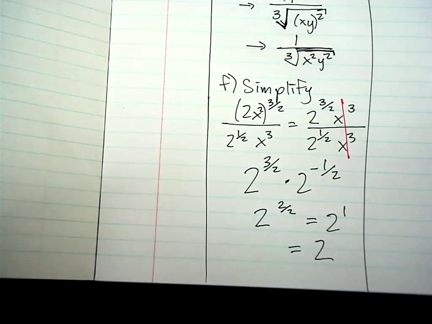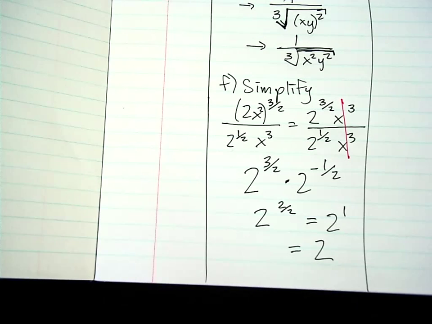Alright, so we simplified something with rational exponents, with a variable as well as a constant. At this point, you should be able to answer the questions on the Google form.